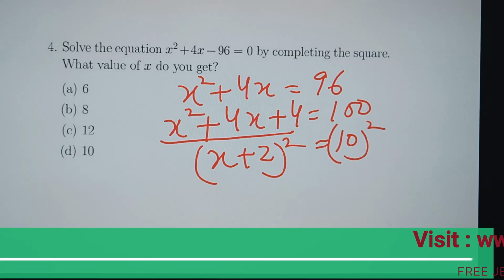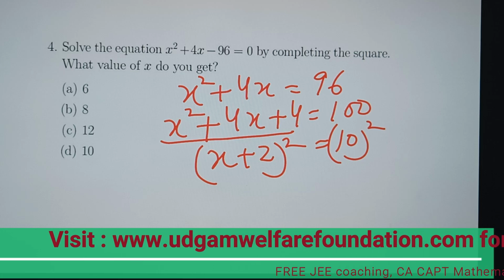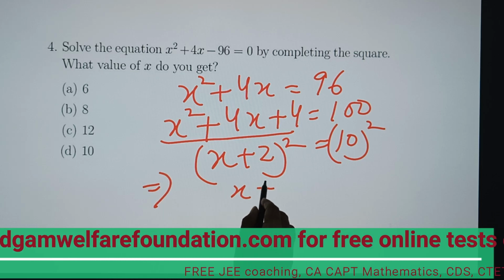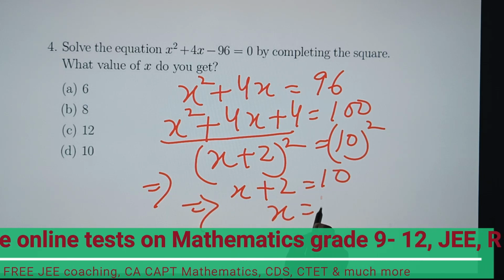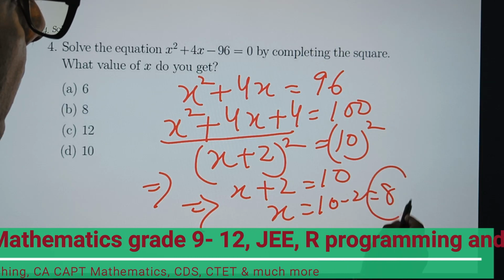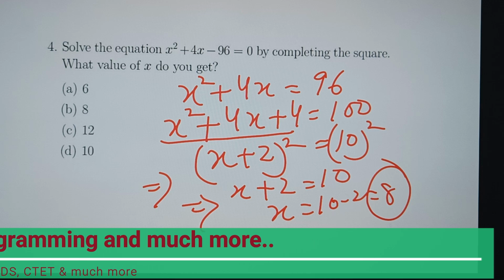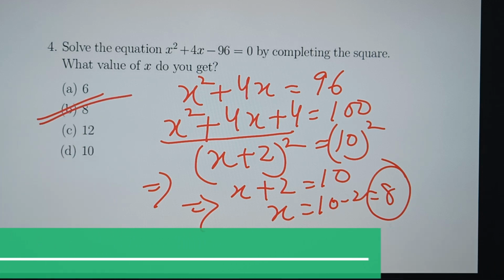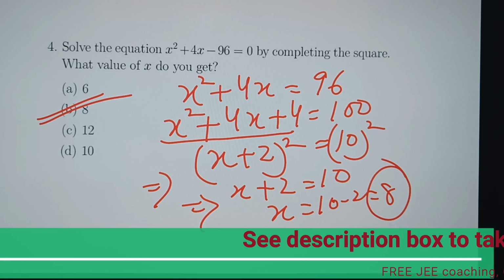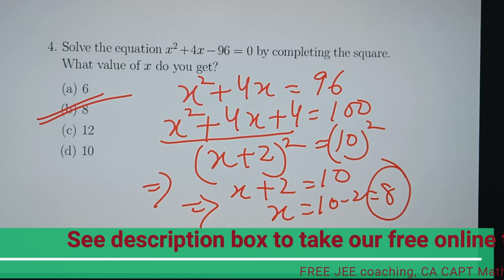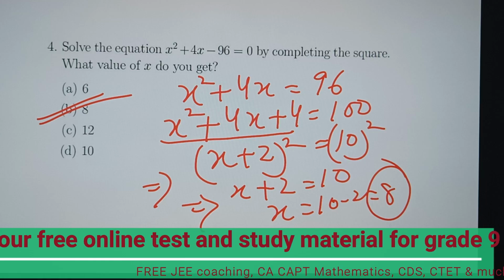And if a square is equal to b square, then we can simply say that a is equal to b. Hence we can say that x plus 2 is equal to 10, and this is going to give you 10 minus 2, which is 8, and we have already found this in our previous question. So x equal to 8 is the value of x. So this was quite interesting, and students who don't know how to find the value of x by completing the square can easily understand it by using this particular method.